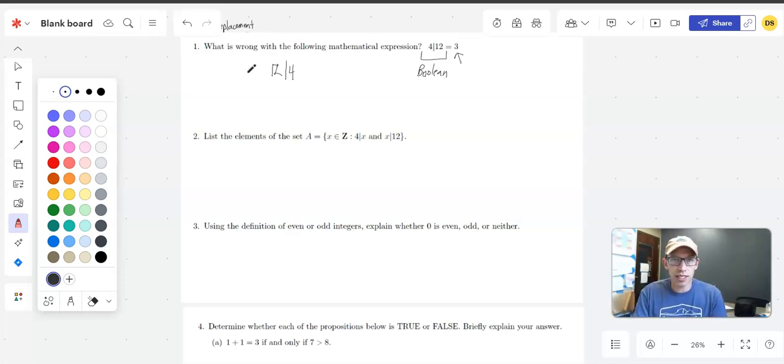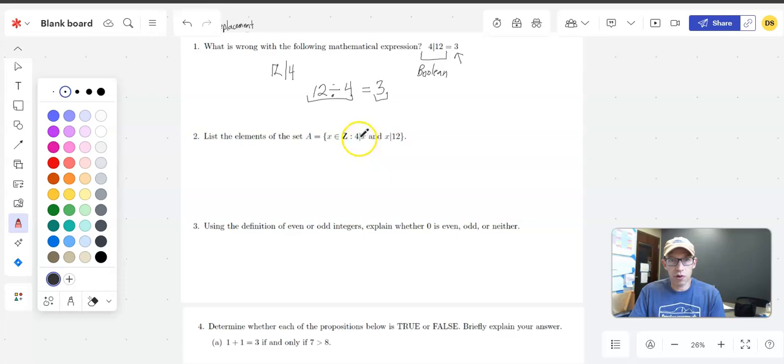Most importantly, this is not the same type of thing as this. It would be okay to say 12 divided by 4 equals 3, because this is an operation that you're performing that ends in an integer, and this is an integer. So both sides here are equal to an integer. So different types of expressions.